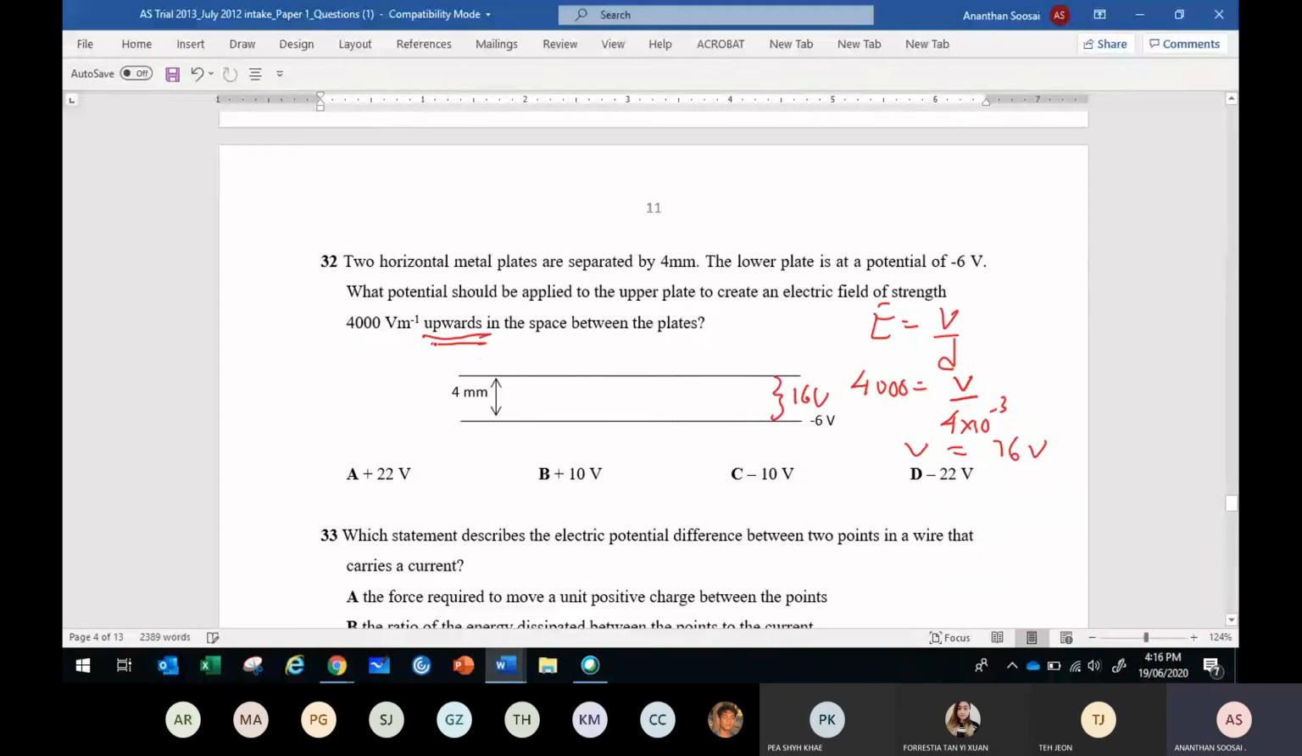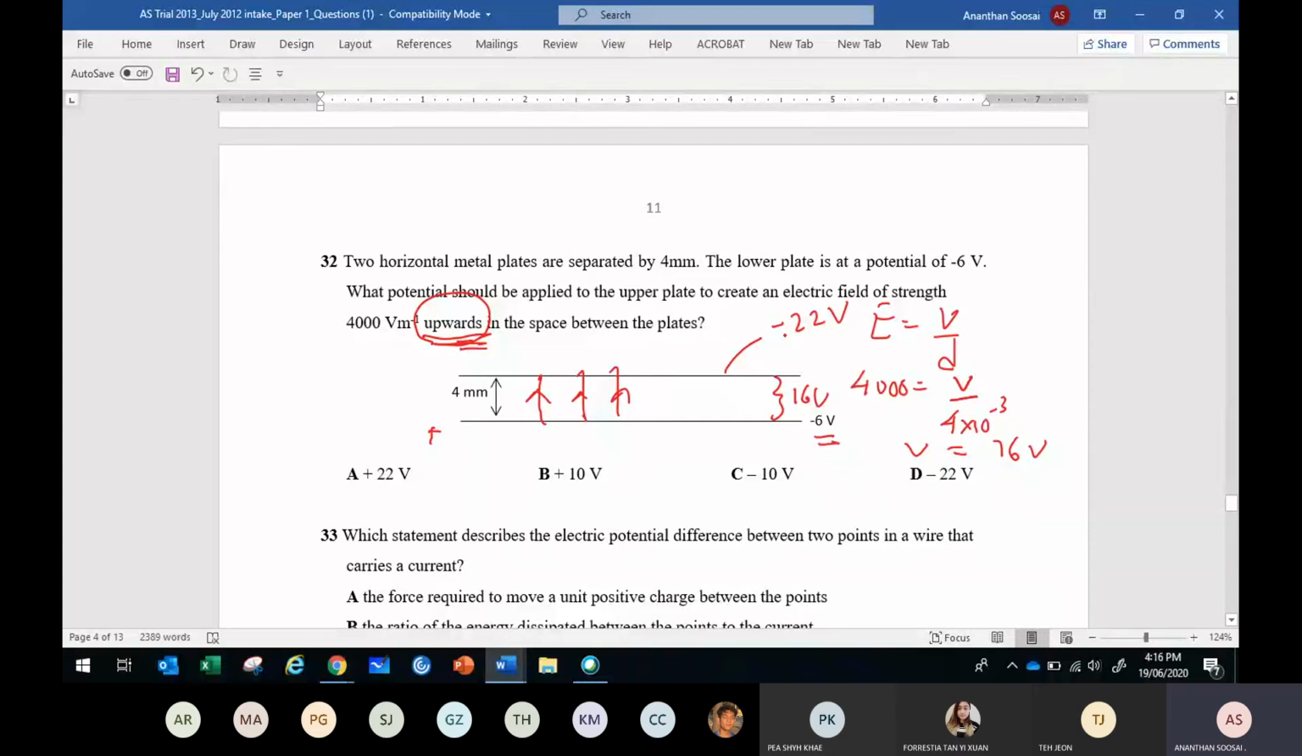But because they want the field to be upwards, that means the lower plate is positively charged. So the field line should be up. The conclusion is the upper plate must be at an even lower potential than the down plate. The down plate is already -6 and the potential difference is 16 volt, so the upper plate must be lower than -6. So should be how much? -22 volt. 6 plus 16, just the magnitude.